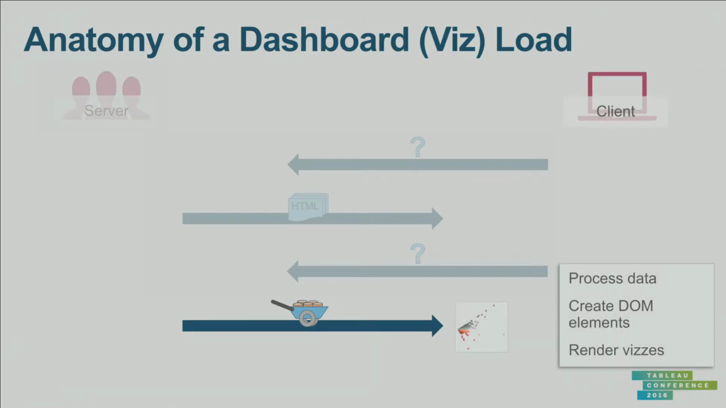So the browser receives this response. It's going to process the data and decode it. It's going to then create elements in the HTML DOM, basically the visual elements you see in the web page. And then if it's a client-rendered visualization, it's going to render those vises from that data. If it's server-rendered, it will make a follow-up request to the server for the image tiles, for the images that the server rendered that will just display in the HTML page. So that's a quick, high-level overview of how dashboard load works on server.